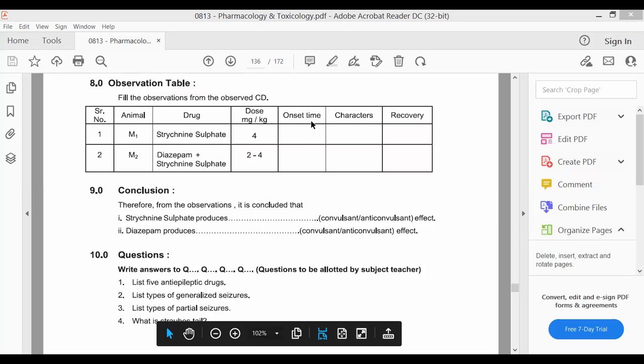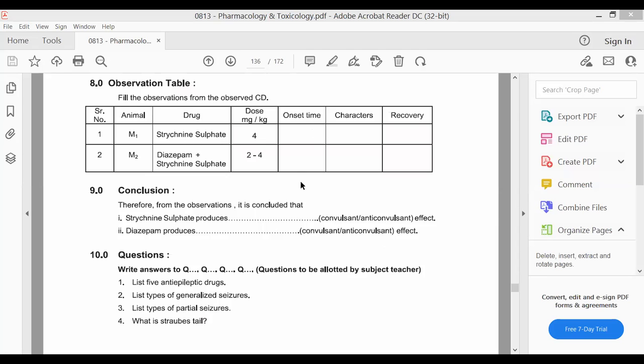Here you have to write onset time: 50 seconds, and for diazepam 80 minutes. Then characters: Straub's tail, jerky movement; and here no jerky movement, no Straub's tail. Then recovery: death after 3 minutes, and here no death of animal. The animal is protected from the convulsion and there is less convulsion, with reduction of time of the extensor phase of convulsion. And lastly, conclusion: strychnine sulfate produces convulsant effect and diazepam produces anticonvulsant effect.